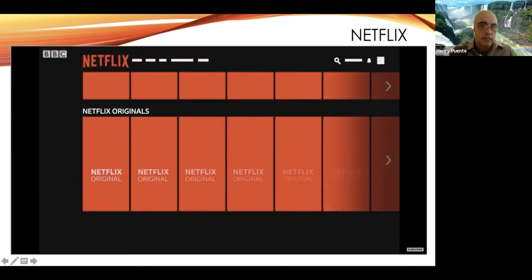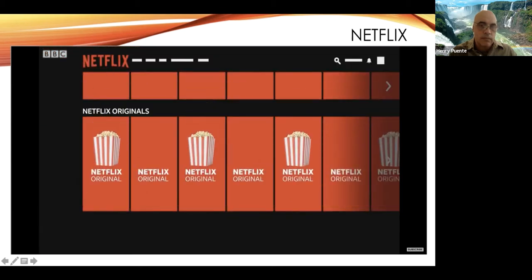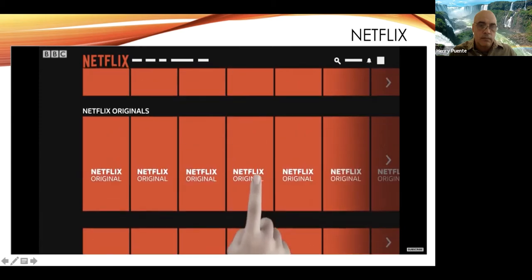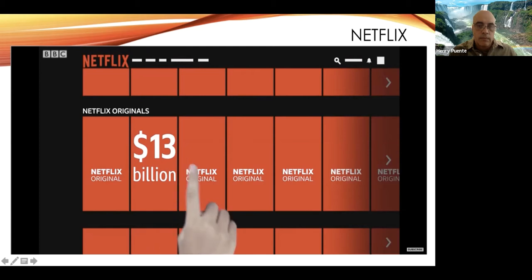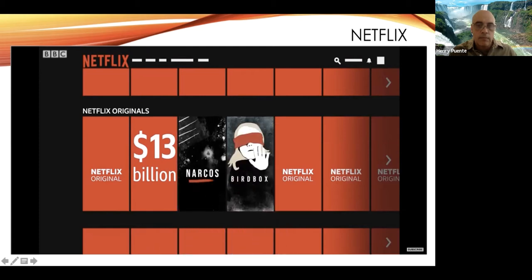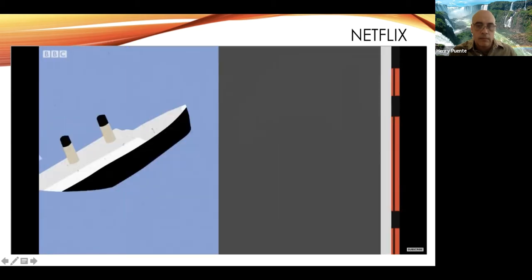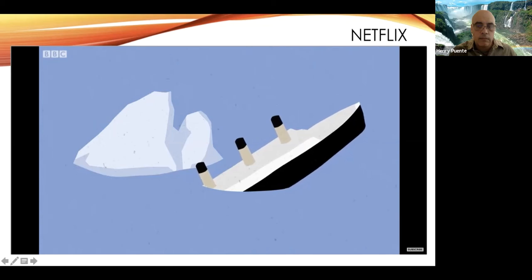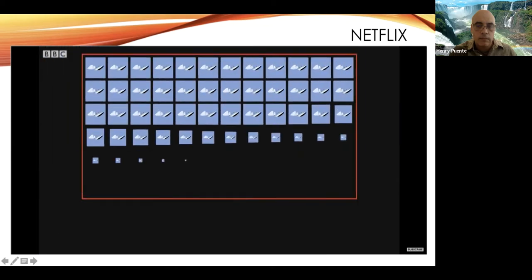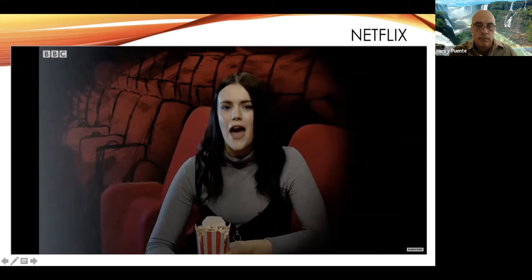The company has also invested heavily into producing original content, including big movie blockbusters. Analysts estimate that the company spent $13 billion on titles like Narcos and Bird Box in 2018. That would be enough to make Titanic one of the most expensive films ever made 65 times. Its efforts seem to be paying off.